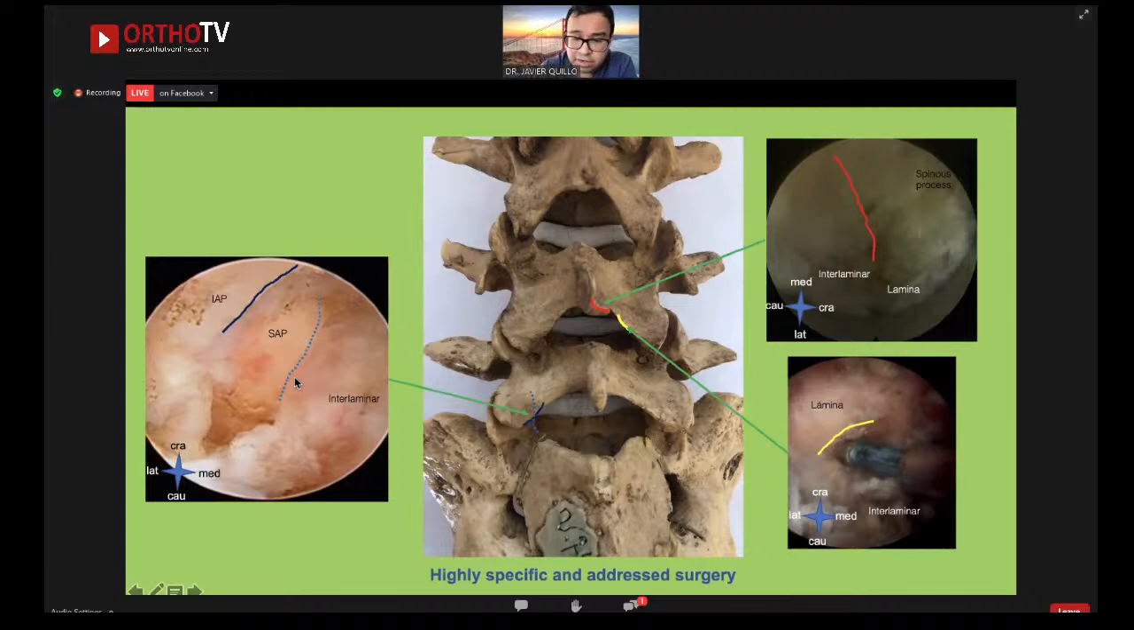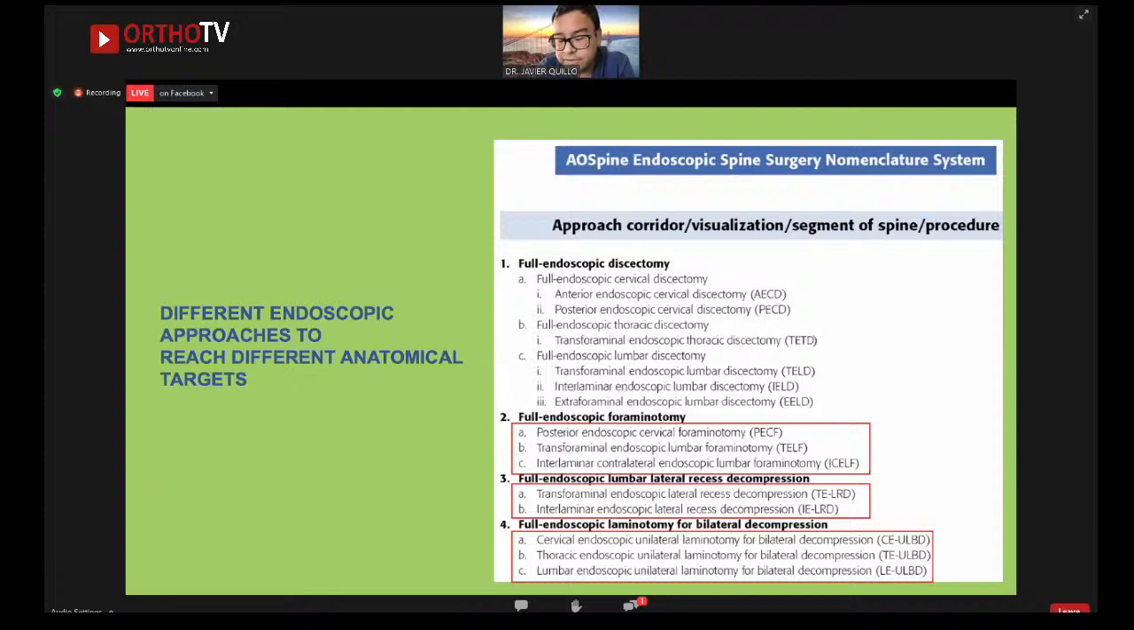So the point is that endoscopy is a highly specific and addressed surgery. Not all the approaches are useful for everything, and not all the routes are useful for everything. So that is controversial among the different professors or experts in endoscopy. Right now, the AO Spine forms a task force to define the procedures. So there are decompression procedures via transforaminal, interlaminar, or posterior in the cervical, thoracic, or lumbar spine.